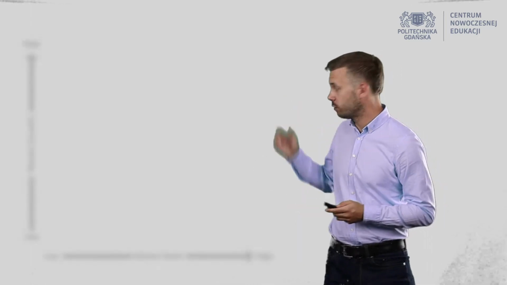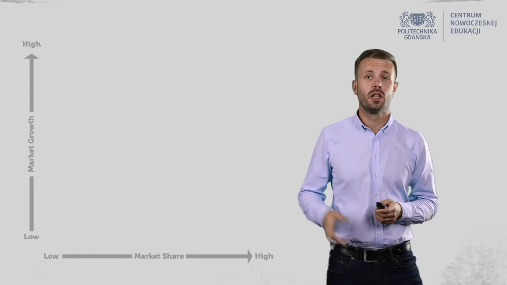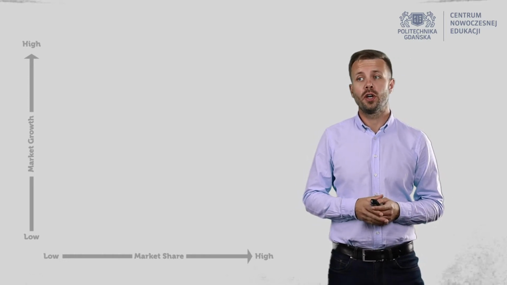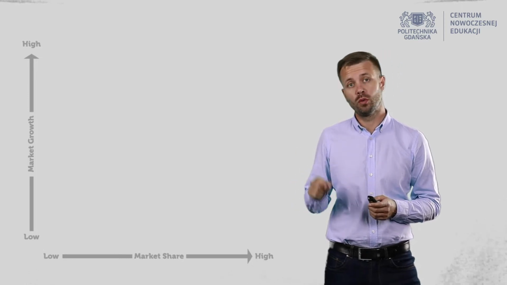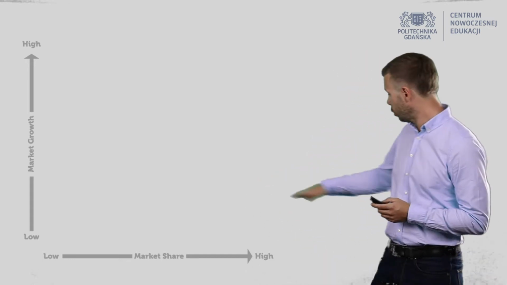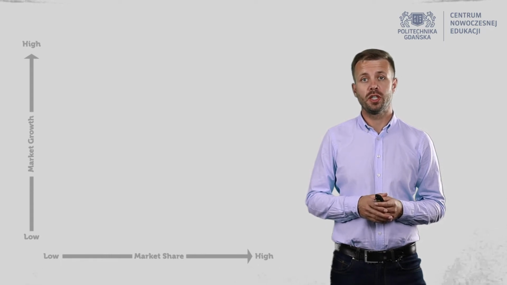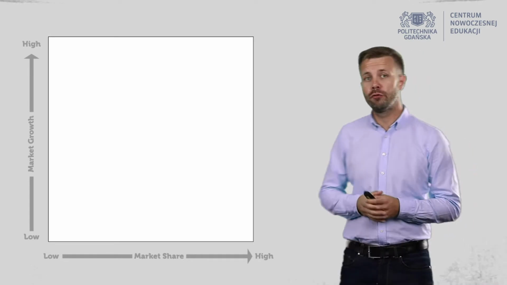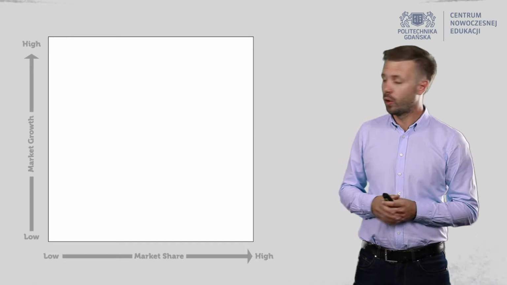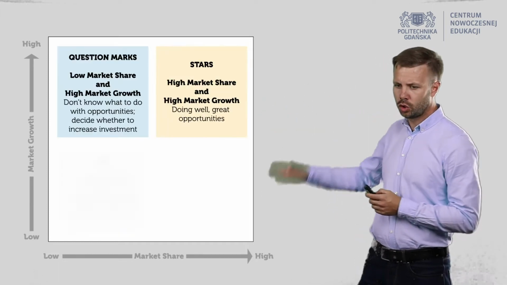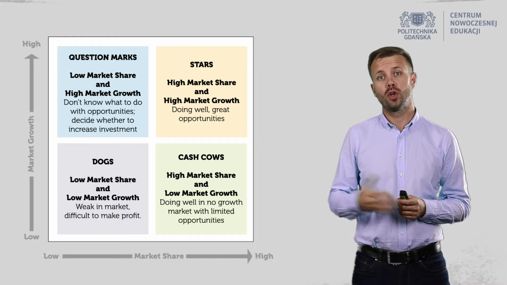If you take a look at what you have in here, you can see that there's a vertical line and a horizontal line. On the vertical line, you can find the market growth. This illustrates how fast the market we're talking about is growing. The horizontal line presents the market share of the product that we're talking about. In here, you can find 4 categories. Looking from the top left, you have question marks, stars, dogs, and cash cows. Each of these categories represents a type of product.